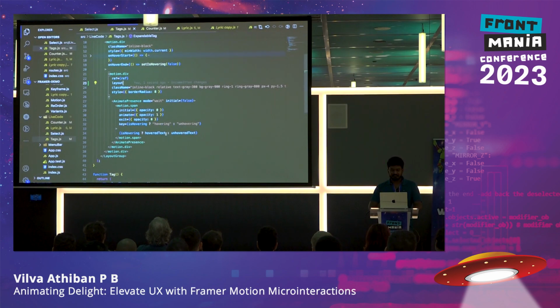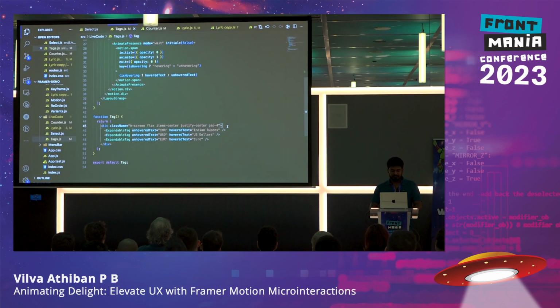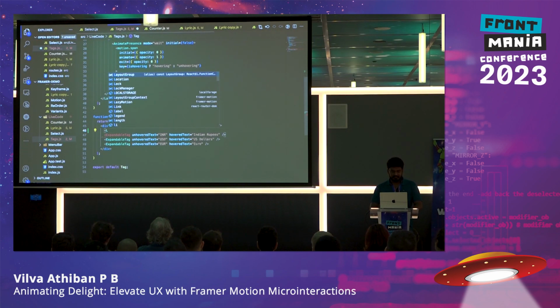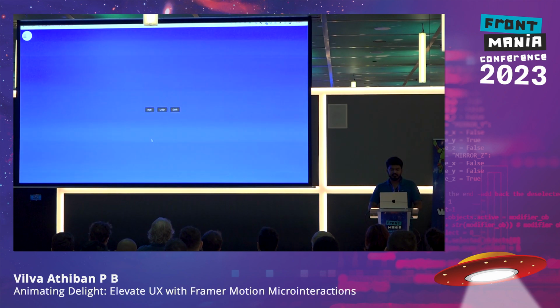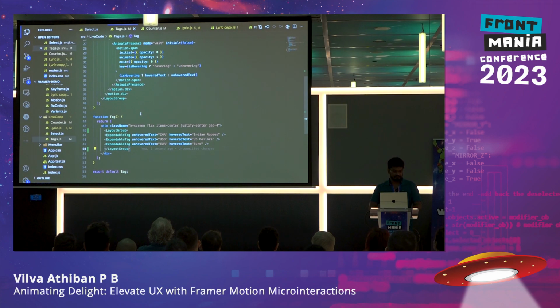And to do that, just 2 more lines of code. Encapsulate this thing in layout group. Save it, refresh it. Now look at it. When I hover on it, everything adjusts itself in a smooth way. It's not flickery anymore. And all we did is add 3 lines of code to have this animation so smooth. That's the power of Framer Motion's layout animation.